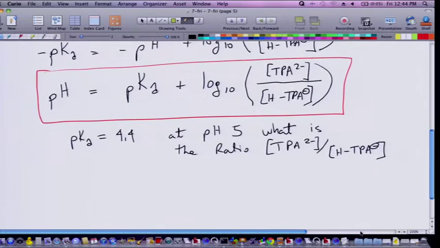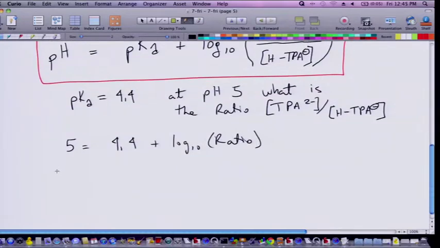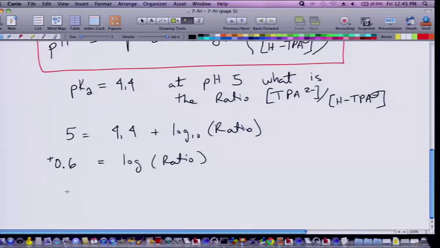Okay, so you just plug and chug, really. It's not too hard. So 5 equals 4.4 plus log 10 of this ratio. And I'm just going to call it ratio to be short and sweet about it. So that's going to be positive 0.6 equal to the log ratio. And so we can, I think I'm out of real estate, so yeah, 10 to the 0.6 power, okay?